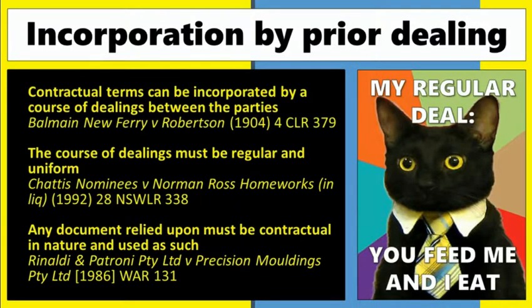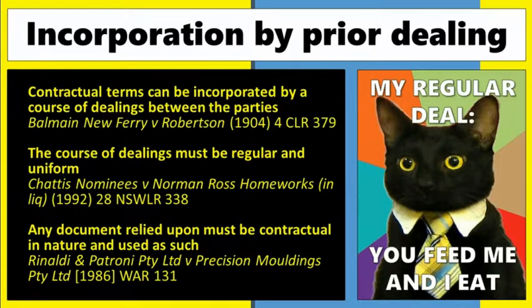Another way that express terms can be included into a contract is through prior dealing. Now, this arises when you've got two parties who have done business with each other in the past. And in that situation, the courts can actually impute that, hey, look, sure, the particular time that you had this agreement, the terms weren't given to you at that time, but you were made aware of them through earlier dealings you've had with the other party.